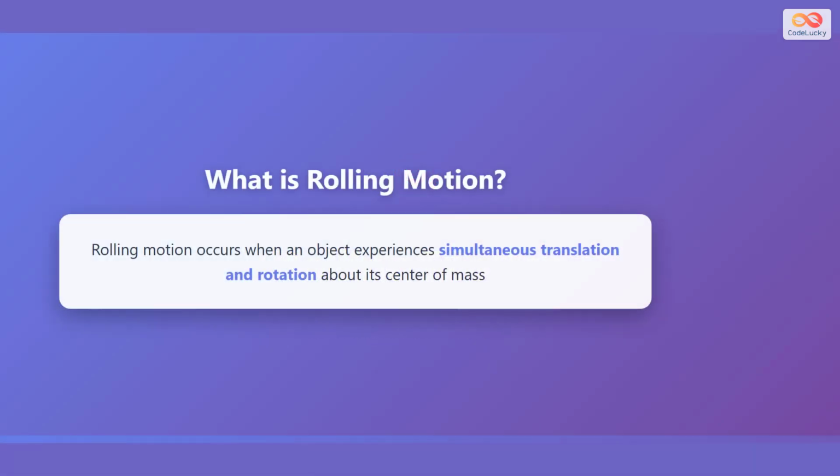Rolling motion occurs when an object experiences simultaneous translation and rotation about its center of mass. This means the object is moving forward in a straight line while also spinning around its own center. Think of a bicycle wheel. As the bike moves forward, the wheel rotates. Both motions happen at the same time, and they're perfectly coordinated.